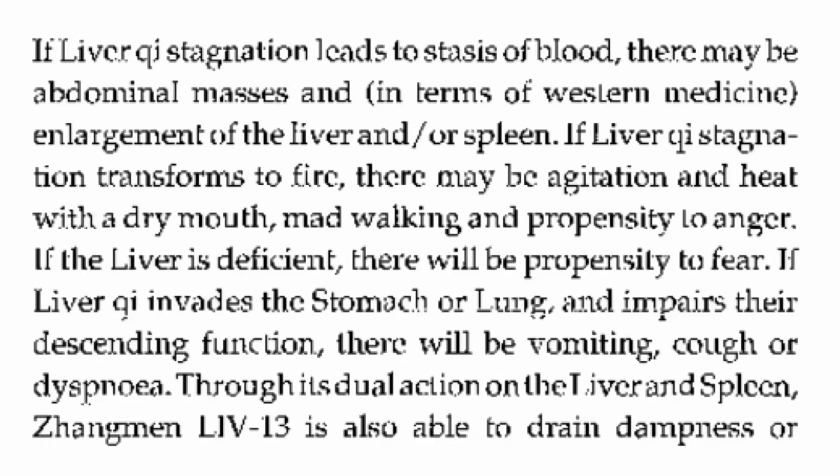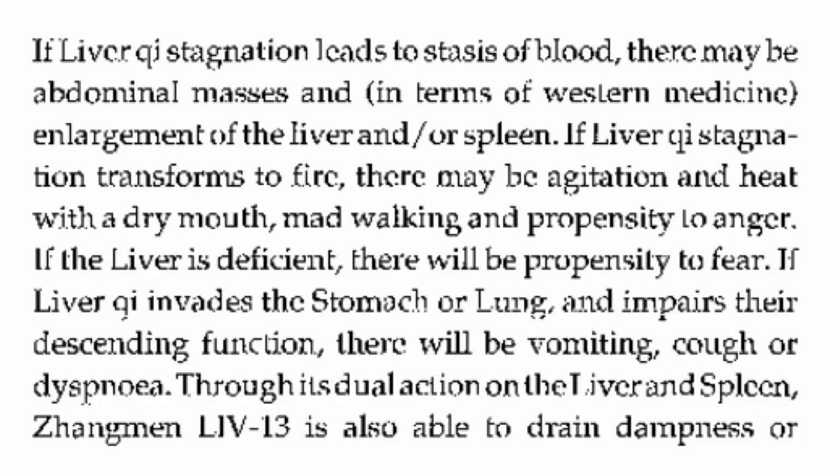If liver qi stagnation leads to stasis of blood, there may be abdominal masses, and in terms of Western medicine, enlargement of the liver and/or spleen. If liver qi stagnation transforms to fire, there may be agitation and heat with a dry mouth, mad walking, and propensity to anger. If the liver is deficient, there will be a propensity to fear.